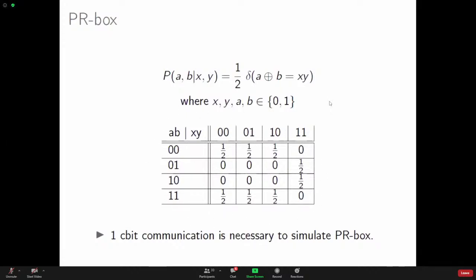But since these are not physical, one can ask how much communication would be needed to simulate the PR box. I think I'm towards the end of my talk, and I will just show that 1 C-bit of communication is necessary to simulate the PR box. So in essence, it seems like it does better than the Toner and Bacon model, but actually if one really wants to have this resource, one again needs 1 C-bit of communication.